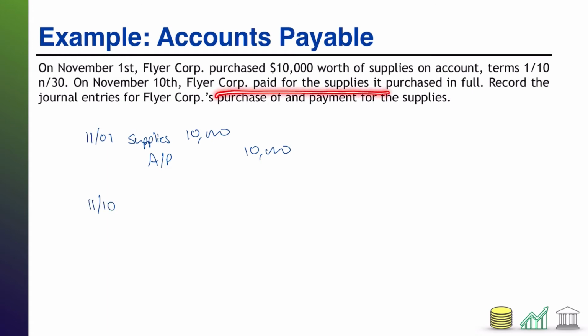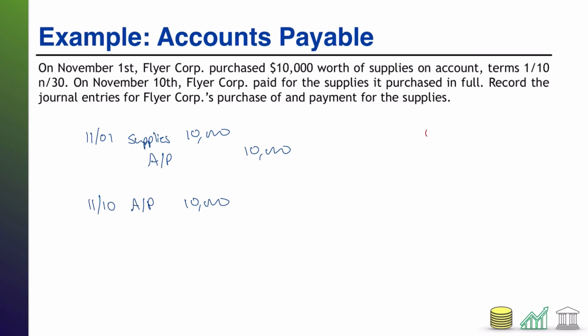It says that FlyerCorp pays for the supplies it purchased in full. So we owe $10,000. If we are paying that off at this time, that liability is going to go away. So debit accounts payable, $10,000. However, here's where we have to consider whether or not we were in the discount window. In this case, we paid on November 10th. We bought on November 1st, so it's 9 days later. The payment terms allowed a 1% discount if paid within 10 days. So we are within the discount window. So we're going to get to take a 1% discount on this purchase.